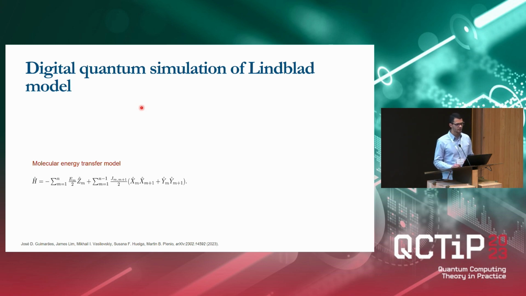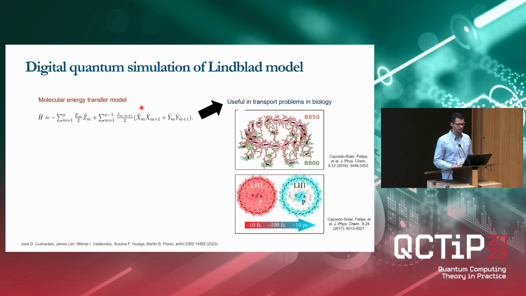So we implemented this molecular energy transfer model. It's given by this Hamiltonian, in an array of qubits in the IBM quantum devices. This Hamiltonian is very useful in transport problems in biology, such as studying quantum effects in the energy transport in photosynthetic systems. For instance, here we have the light harvesting complex of purple bacteria, where we have 2 rings, and each ring is composed of several molecules.